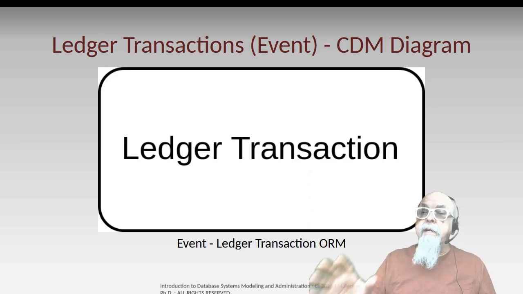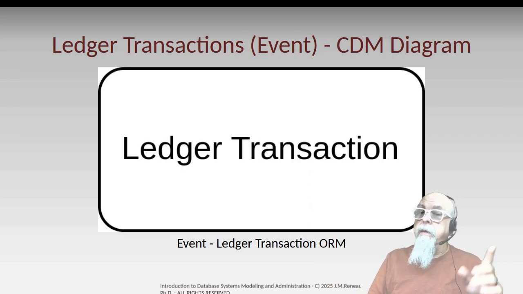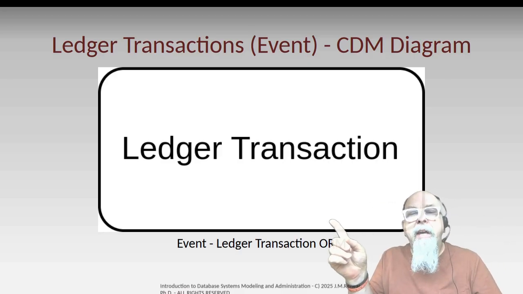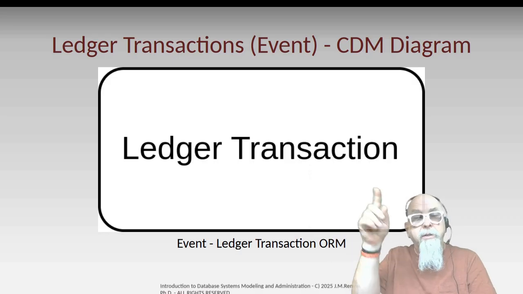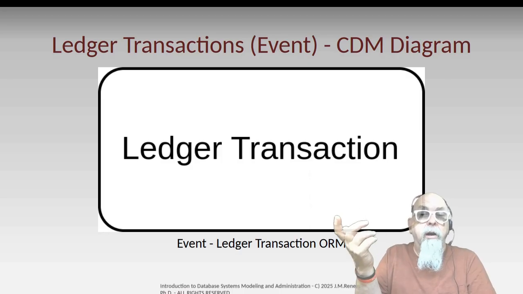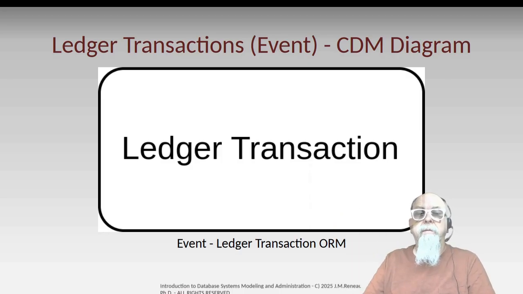So even though the data table is complex, the model representation is very simple, just the rounded rectangle with the name of the entity, and this transaction entity is called ledger transaction.